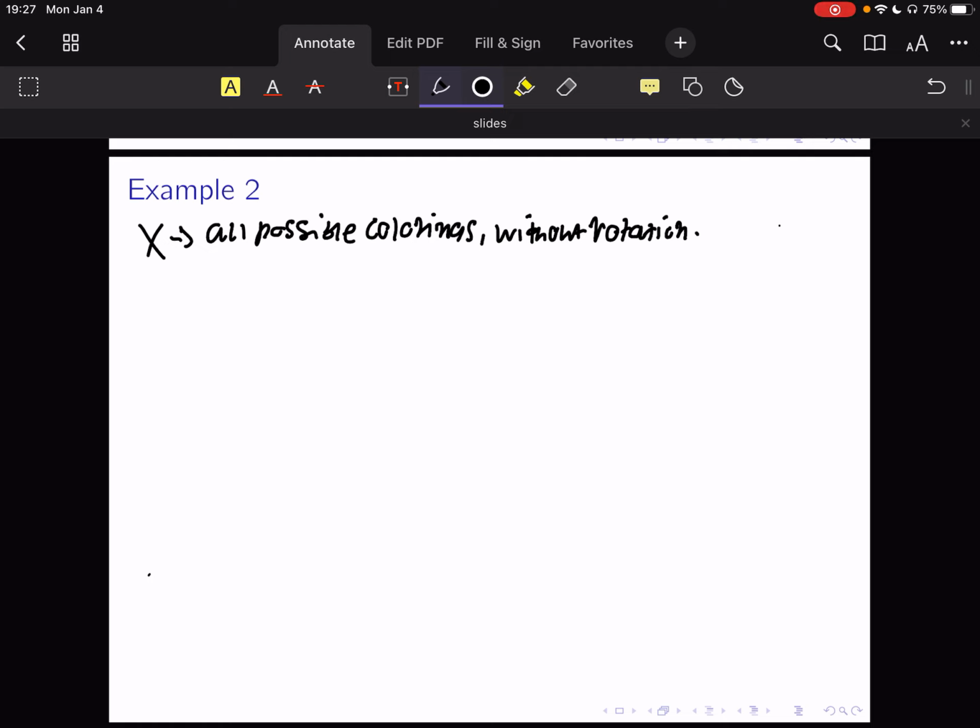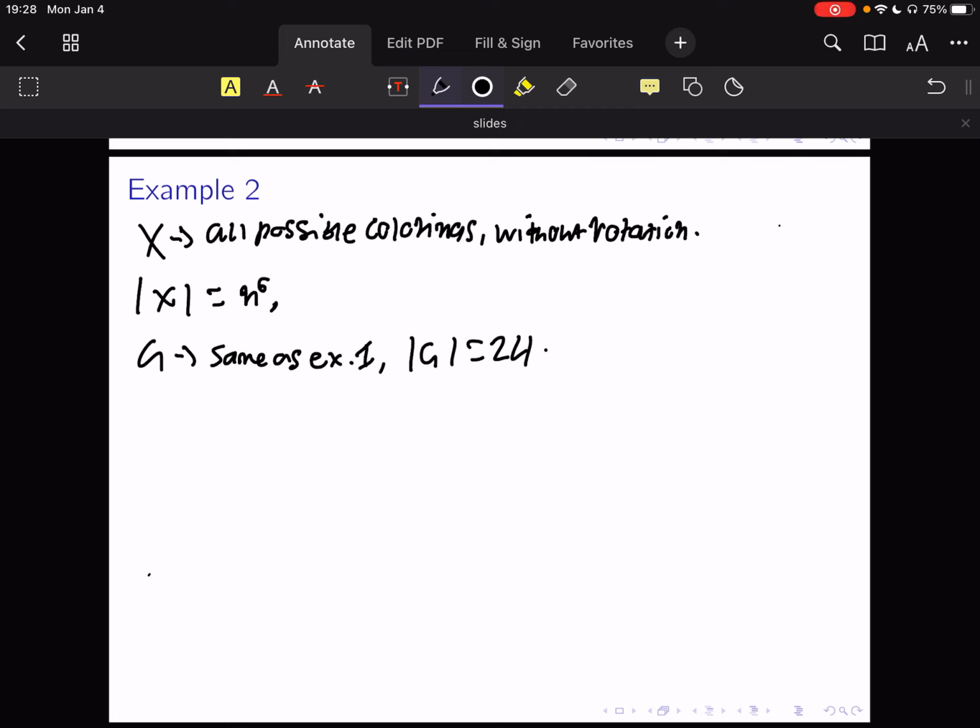So this time, x is n to the 6, because we can use each color more than once. That's the only thing that'll be different though, because if we define G as the same as in example 1, we still have that the cardinality of G is 24.